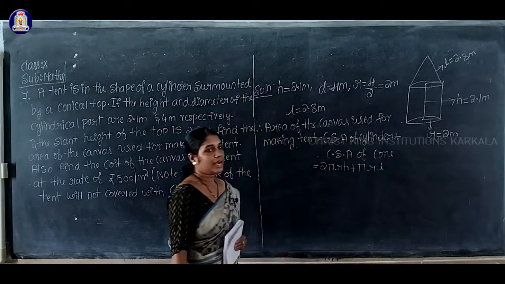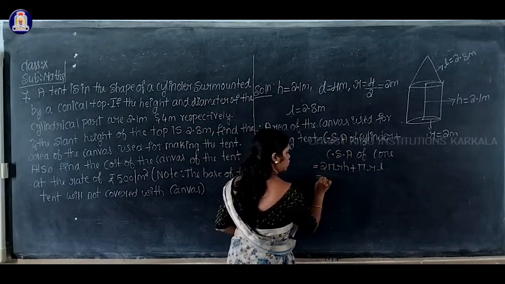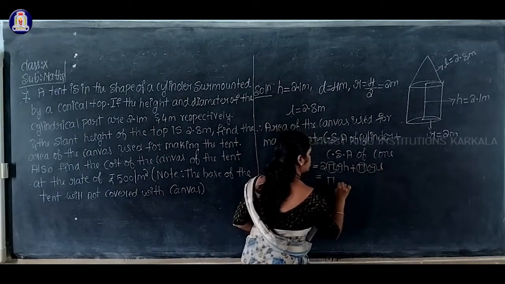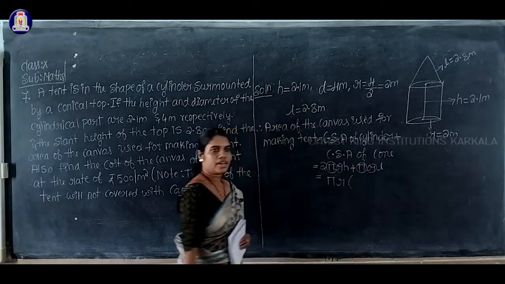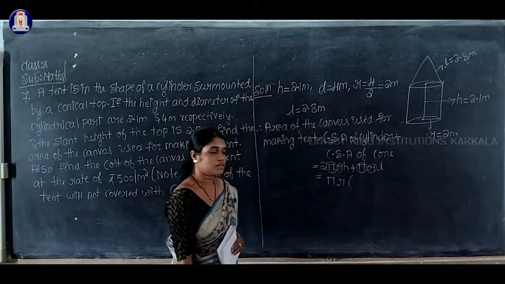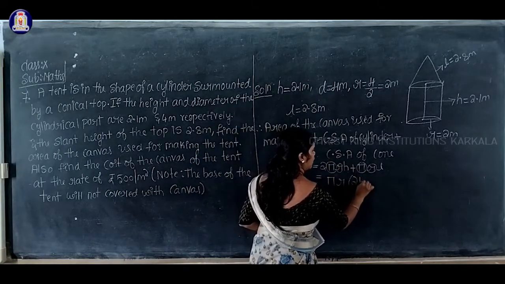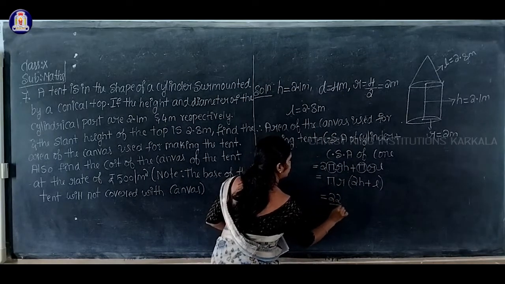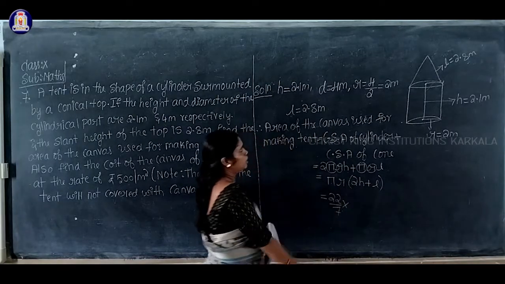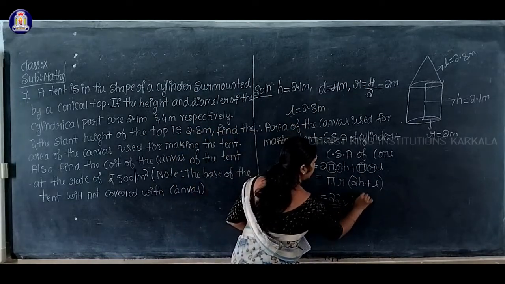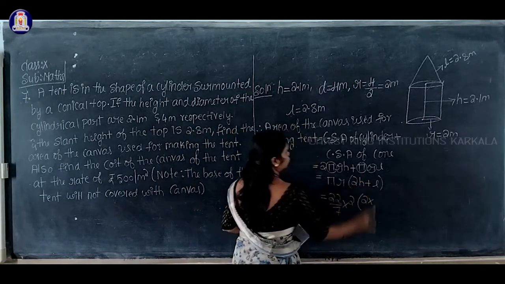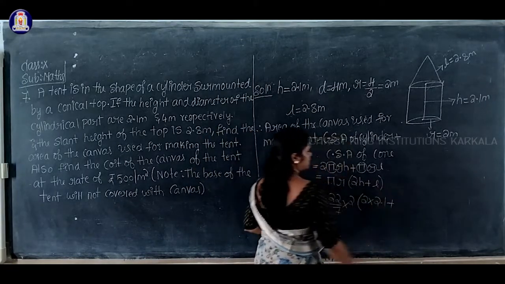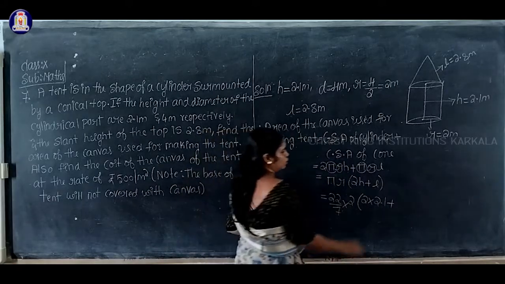Now I'll take the common term. Pi is common, and R is also common. If you take pi R as a common term, the remaining terms are 2 into H plus L. So I'll substitute the values. Pi value is 22 by 7. R value is 2, into H. H is equal to 2.1, plus L value. L is equal to the slant height, equal to how much?